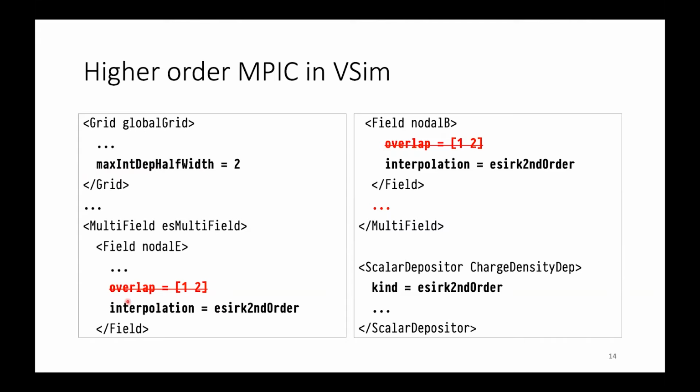And then we need to tell VSim that we want to use a higher order interpolation. So in the nodal E and nodal B fields, we'll add this ECirc second order to do second order B-splines. And then also in the scalar depositor, we need to tell VSim that we want to scatter using a second order B-spline as well. And that statement here, kind equals ECirc second order. If you're wondering what ECirc is, that's short for Esirkepov. He did some foundational work in charge conserving current deposition, and now his name has become attached to these B-splines.